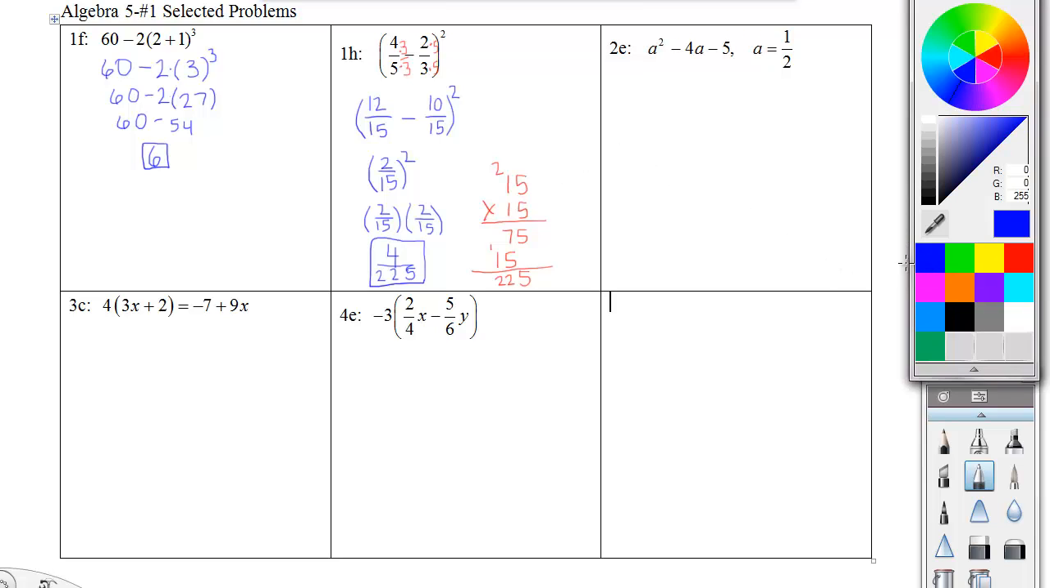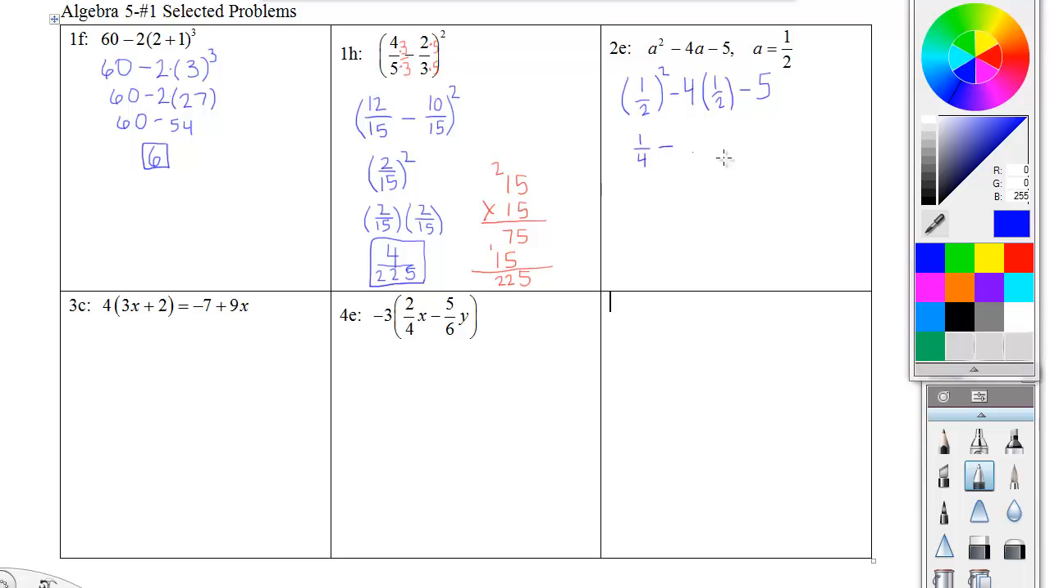Alright, so in number 2, there are substitution problems. So you're going to take 1/2 and substitute it in for the a value and square it. Minus 4 times 1/2 minus 5. And now you just need to simplify it using the correct order of operations. So 1/2 squared means 1/2 times 1/2. The numerator is 1 times 1, and the denominator is 2 times 2.